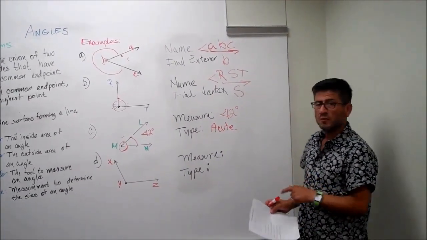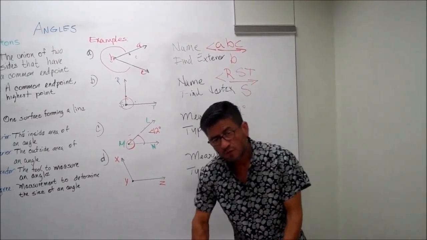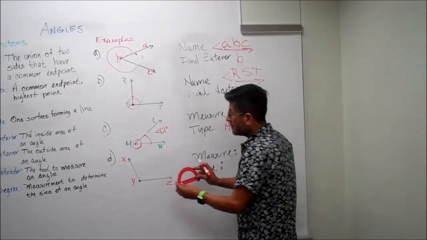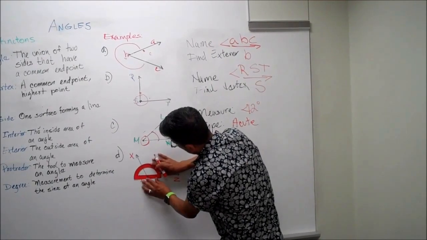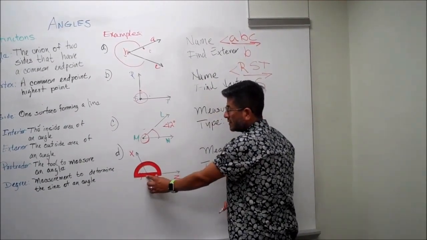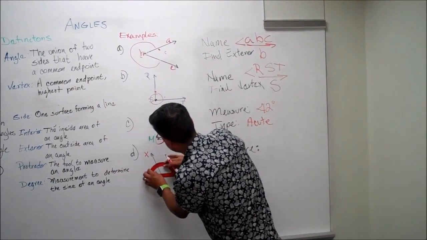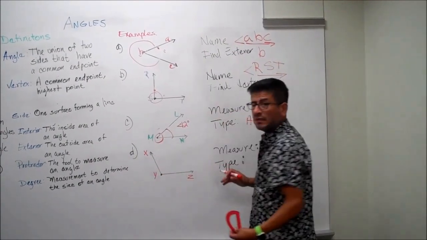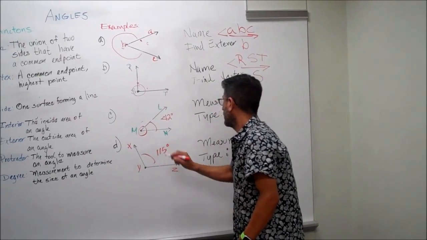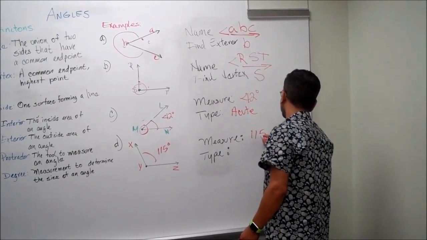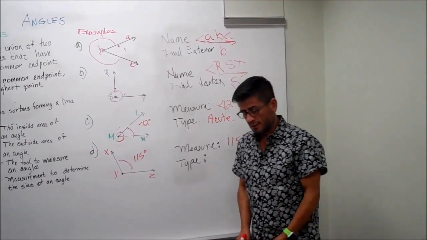Okay? Next one. Same thing. It's asking us to measure that angle. Using our tool, we're going to set it up this way, using our vertex as the main point. You set it up nicely like this. Look at the numbers, and it seems that we have a 115-degree angle. Okay? Now, it's asking us what type of angle is this?